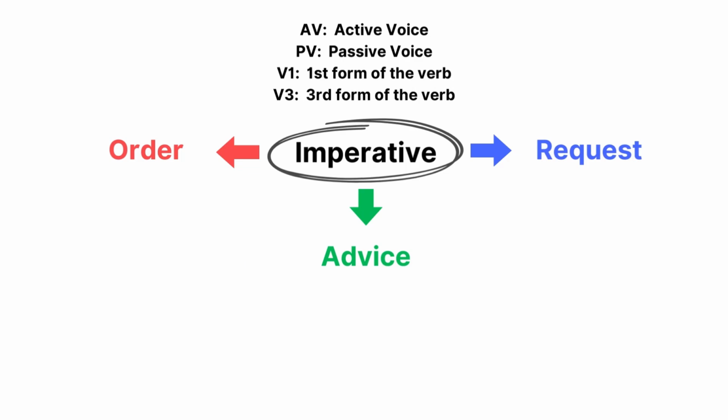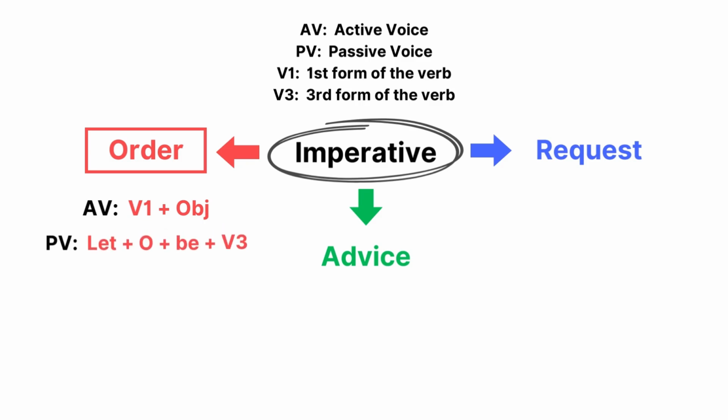For imperative sentences having commands or orders, the structure of active voice is base form of the verb plus object. Converting it to passive, the structure becomes let plus object plus be plus past participle or third form of the verb. Or, you are ordered to plus verb plus object.